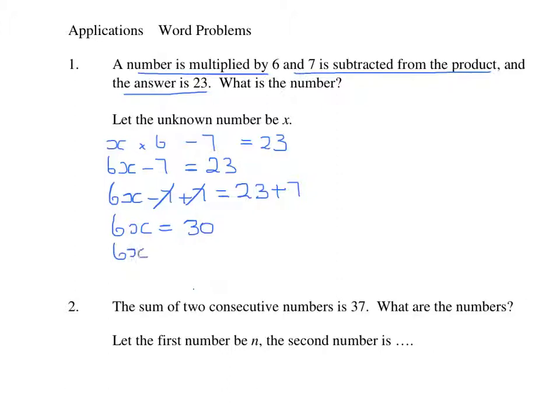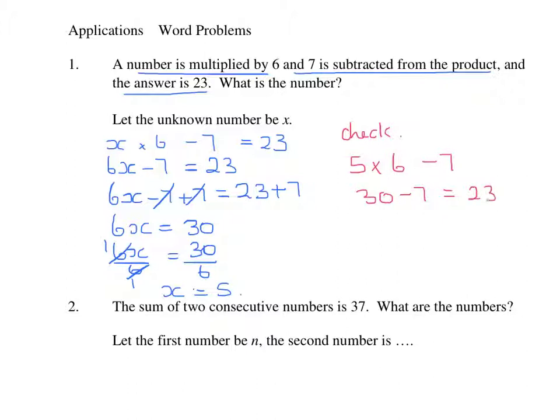So now dividing both sides by 6, the sixes will cancel out on the left-hand side, so we'll have x is equal to 5. Of course, we can do our check. If we take 5, we multiply it by 6 and subtract 7 from it, that's going to be 30 minus 7, and the answer is 23. So our answer of x is equal to 5 must be correct. Let's have a look at the next one.